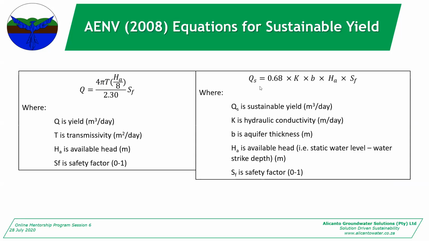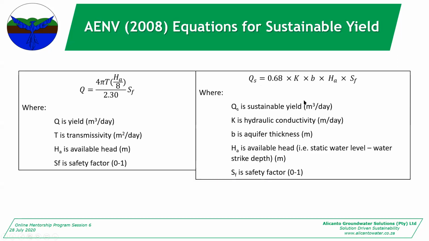And then here's another equation where your sustainable yield is related to your conductivity multiplied by the aquifer thickness, which gives you transmissivity anyway, multiplied by your available head, your static water level to the water strike depth, and then your safety factor.